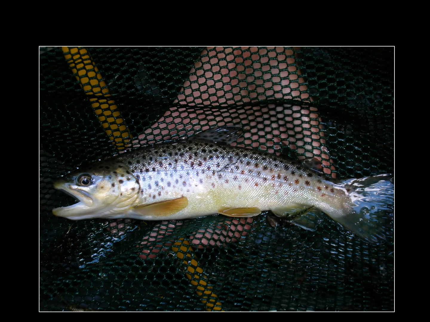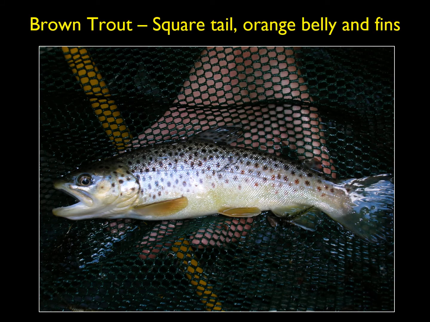Alright, so a couple of species for you. This has an overall kind of orangish cast to it, very dark brown spots, very orangish fins. This is a brown trout. You can't really see it in this picture, but they also have square tails, not much of a fork to the tail at all.